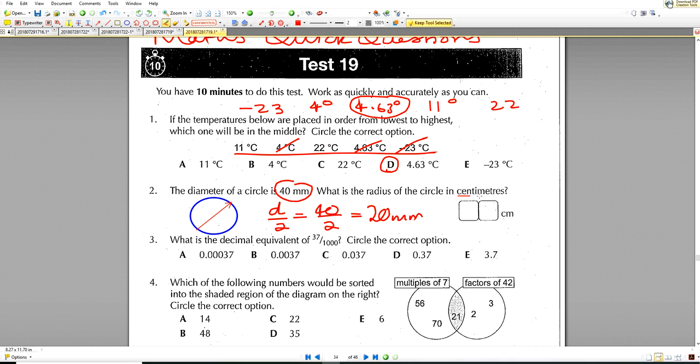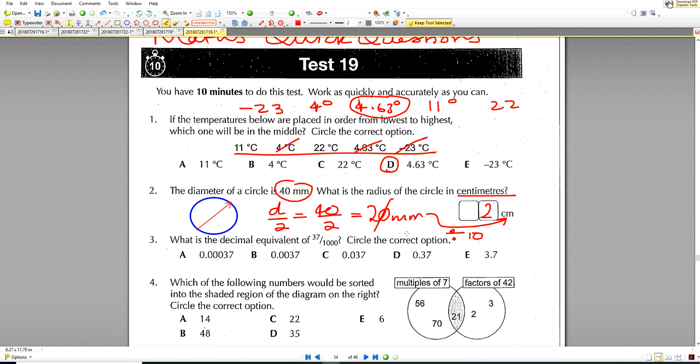Now, if you look at the question, it's asking us to give the answer in centimeters. So be careful here that you don't stop here. Now you have to change that into centimeters. To change that into centimeters, we have to divide it by 10. When you divide it by 10, you remove one of the zeros. So the answer will be nice and straightforward, 2 centimeters. If you put 20, the answer will be wrong. So be careful.